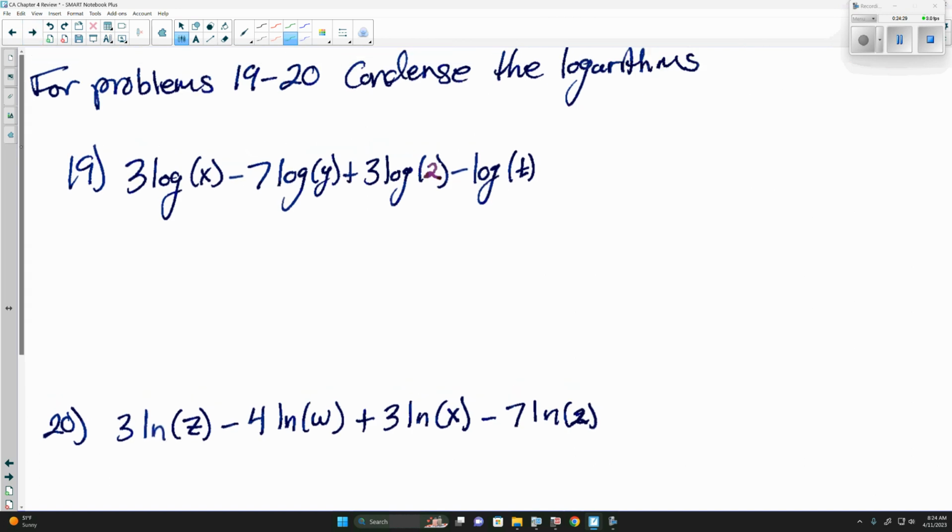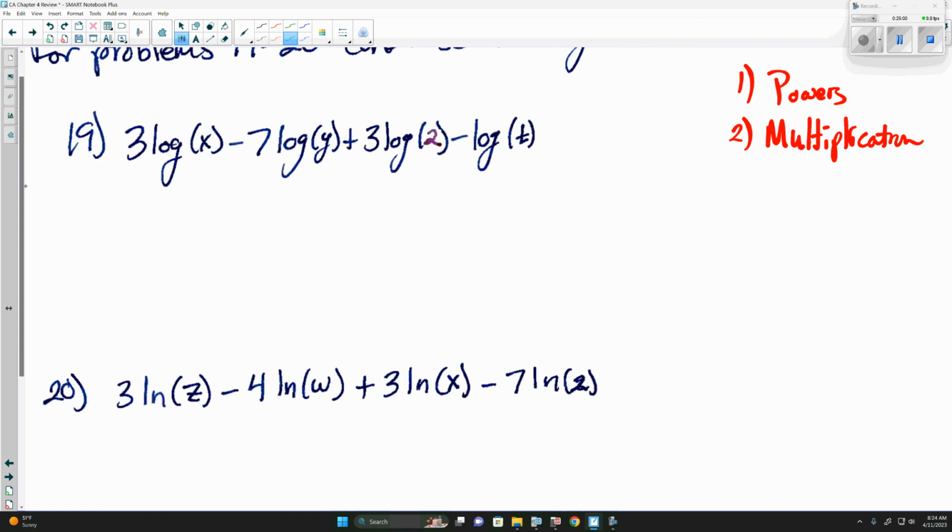Going the other way, condensing. Our first one is going to be powers, then multiplication. And then really our next one is just to simplify powers, because I found the easier way to do this is when we take the exponents, take the negative signs with them.